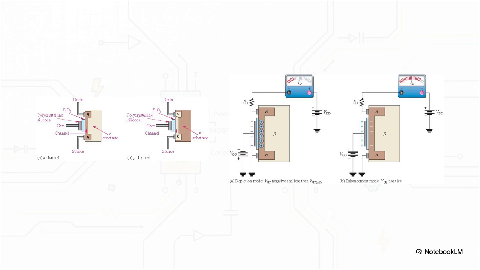Think of it like a parallel plate capacitor. The gate is one plate, the channel area is the other, and the silicon dioxide is the dielectric. Applying a positive charge to the gate pulls negative electrons into that region, literally inducing a channel out of nowhere.